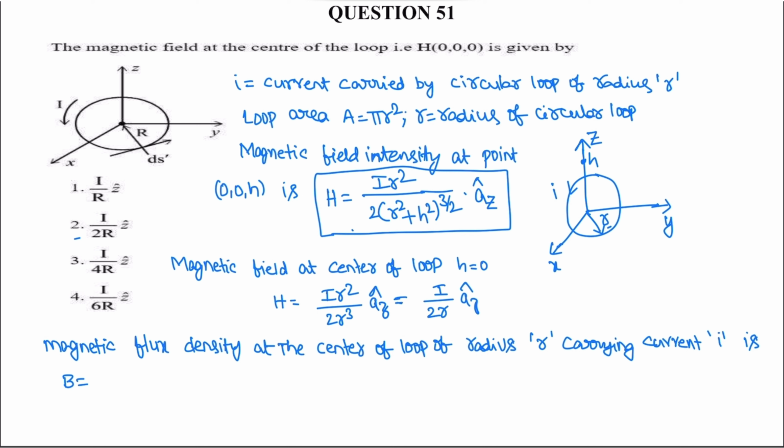Next, in the question they have given the magnetic field B at the center of the loop. The relation between magnetic flux density and magnetic field intensity is B is equal to mu H. So replacing H with I by 2r az cap, that is mu I by 2r az. In the question they have asked for magnetic field intensity H, so the correct option is 2. And magnetic flux density is mu times of I by 2r into az cap.